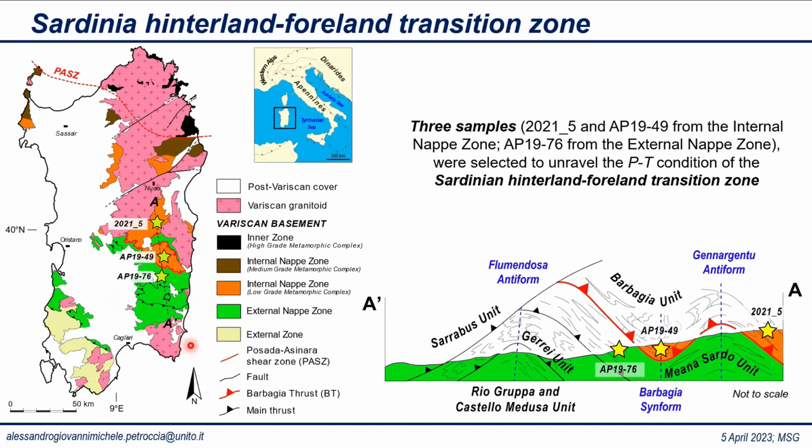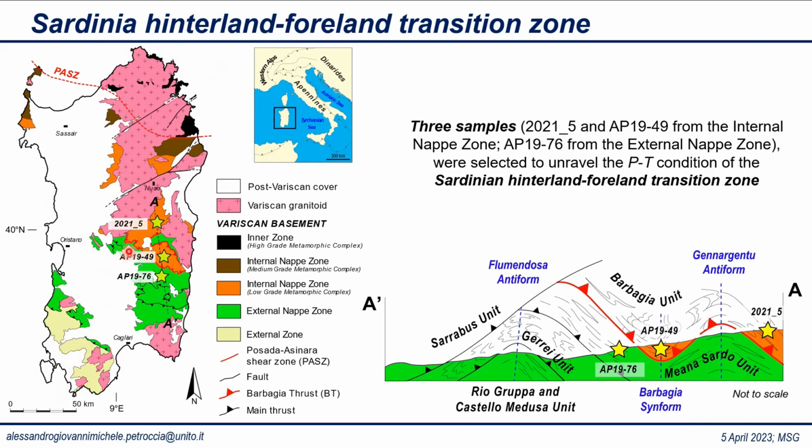So we want to compare different methodologies, and in order to do this, we sampled three samples. We took three samples from the Sardinian belt. The Sardinia island is in Italy, and it represents a part of the Variscan chain in Italy. And it is made by the hinterland, in black, made by high-grade rocks, the foreland in the southwest part, composed by the external zone, and the hinterland-foreland transition zone made by the nappe zone. And this sector is made by low-grade metamorphic rocks that make the internal and external nappes.